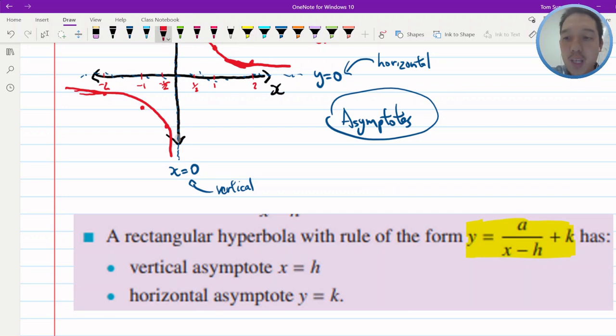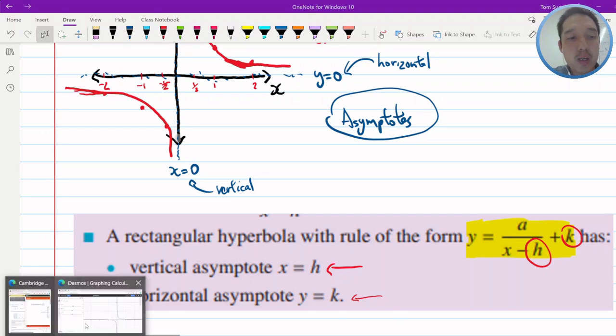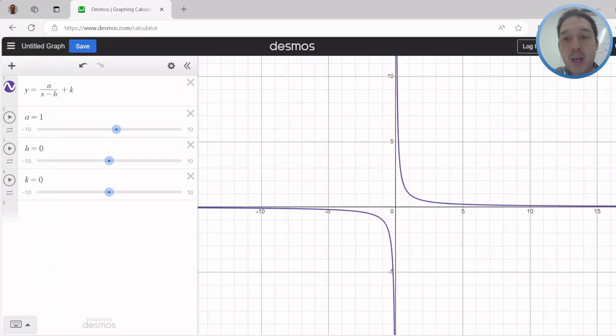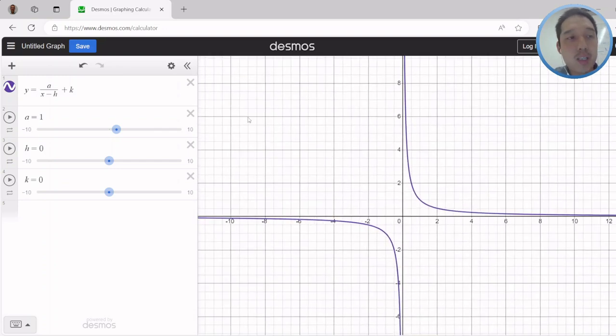These values, h and k, tell you what the asymptotes are. The h value tells you where the vertical asymptote is, and the k value tells you where the horizontal asymptote is. Now, I can illustrate this for you through the use of Desmos. So here we have Desmos, and here we have a hyperbola. We can see here y is equal to a over x minus h plus k. In this case, I have h is 0, k is 0, and a is 1.